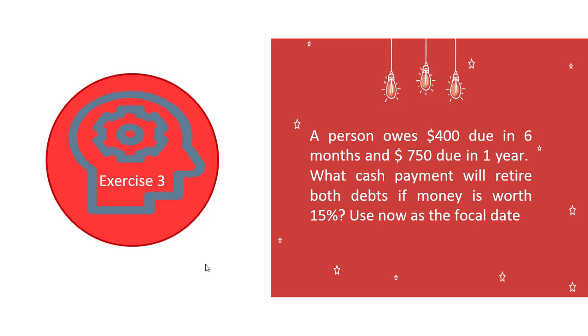The next example. A person owes $500 due in 6 months and $750 due in 1 year. What cash payment will retire both debts if money is worth 15%? Use now as the focal date.